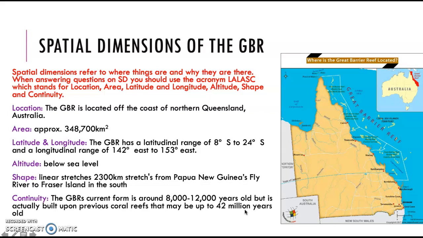So, the first thing we're going to look at today is spatial dimensions. Spatial dimensions is all about where things are and why they're there. So when we're talking about the Great Barrier Reef, we're going to look at its spatial dimensions today.